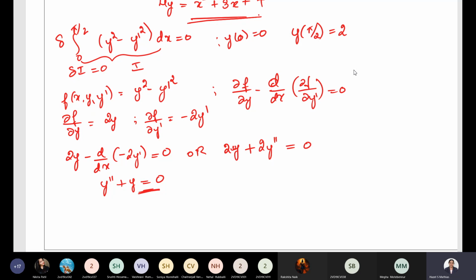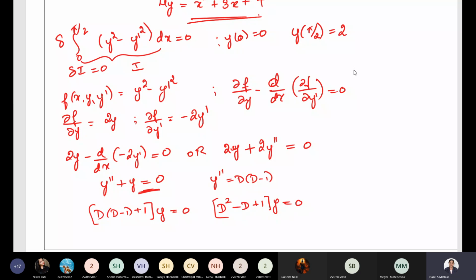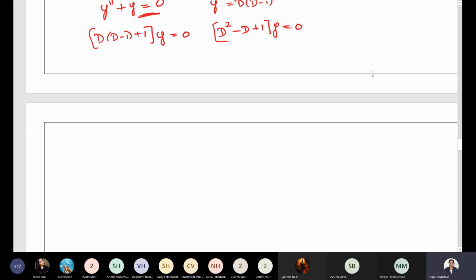Nobody remembers? We have to make the substitution. y double dash is equal to d into d minus 1. What happens then? Here we have d into d minus 1 plus 1 into y, that is equal to 0. So from this we get d square minus d plus 1 into y equal to 0. What are the roots of d square minus d plus 1? If you consider the homogeneous part, m square minus m plus 1 equal to 0.